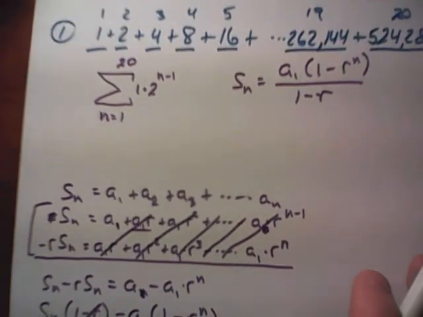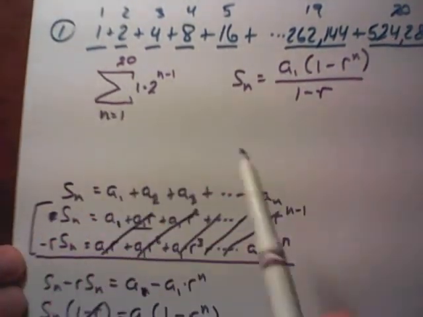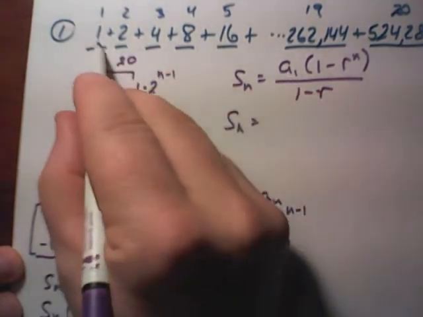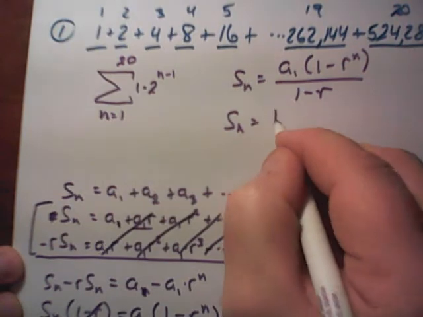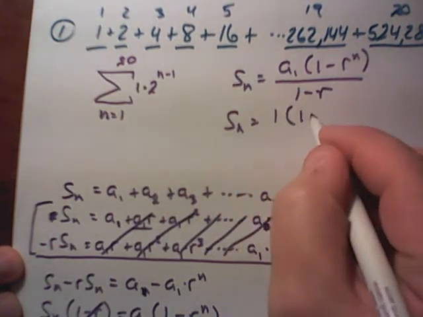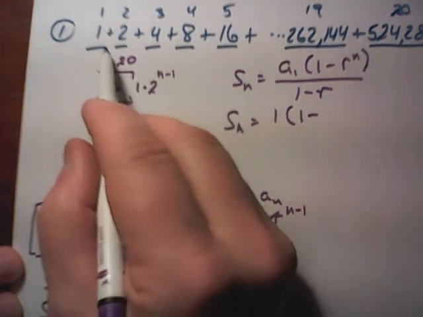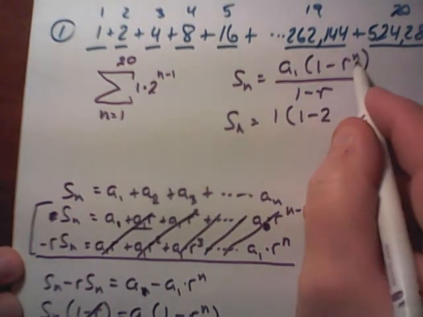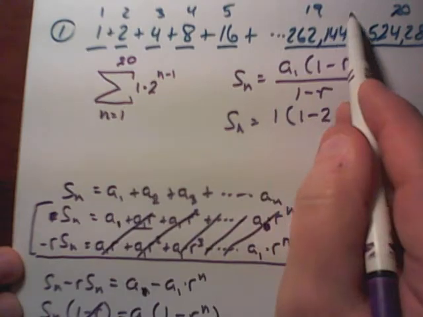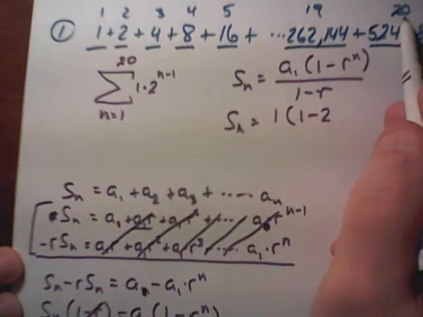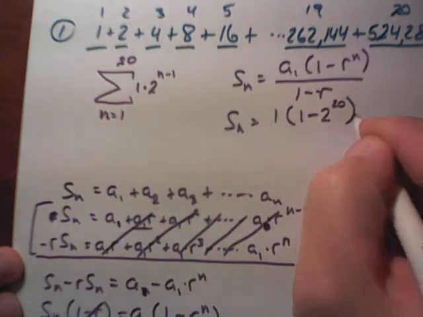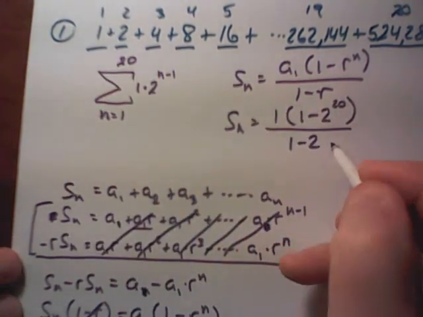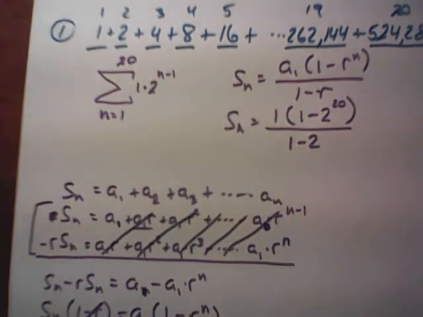So now let's use this formula to find the sum of these numbers. The sum is going to equal the first term, which in our case is simply 1. We're going to multiply that times 1 minus the ratio. In this case, I'm doubling it each time, so it's 1 minus 2 to the nth power. The nth power is how many terms I'm going to have. In this case, I have 20 terms, over 1 minus the ratio, which is 1 minus 2.